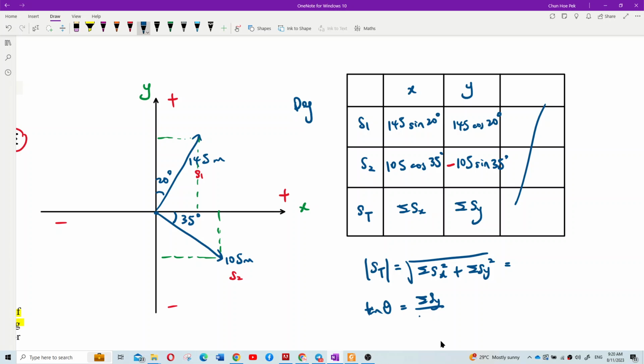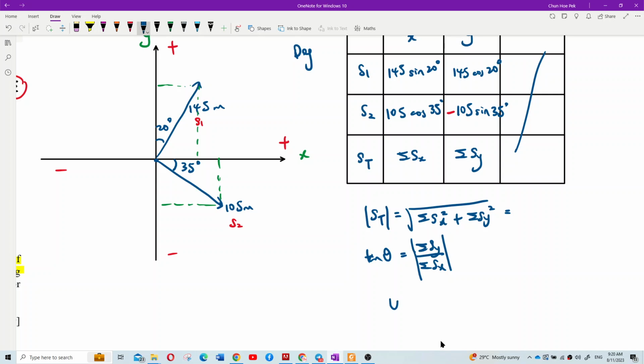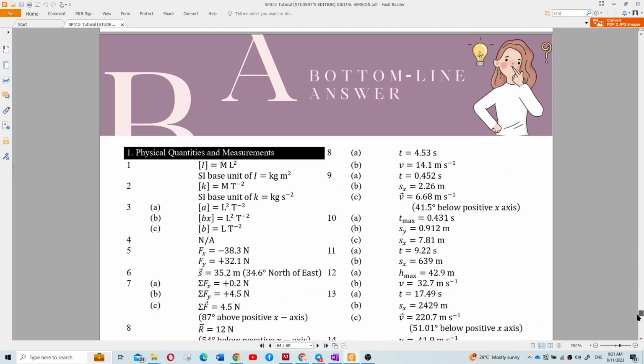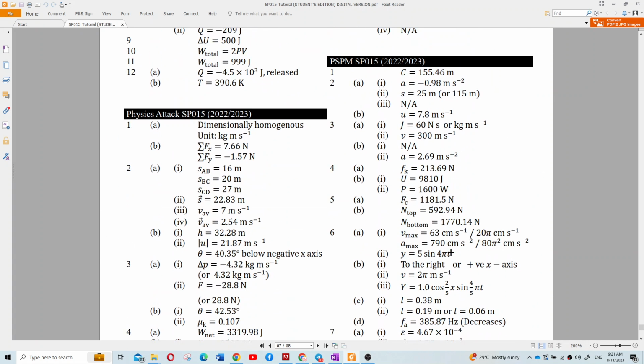What is this? So sx, take the so, and then find the theta direction. Okay, theta direction. So what's the answer? Let's check the answer. The final answer will be 155.46 meter. Yeah, 155.46 meter.